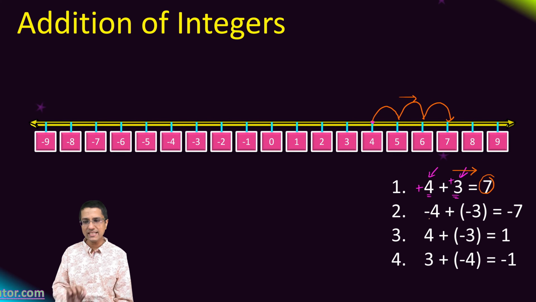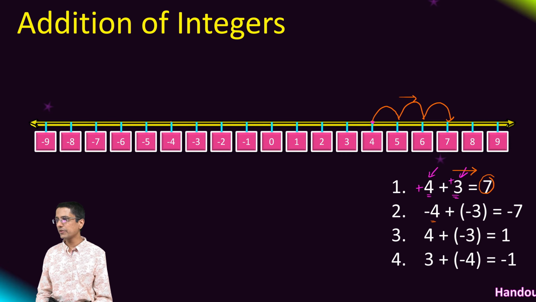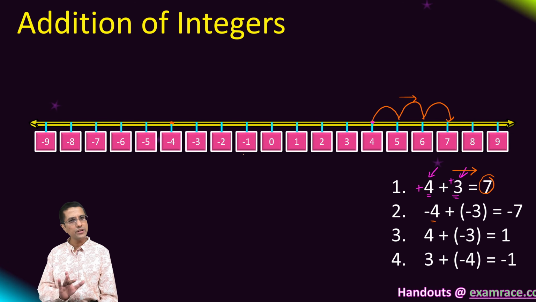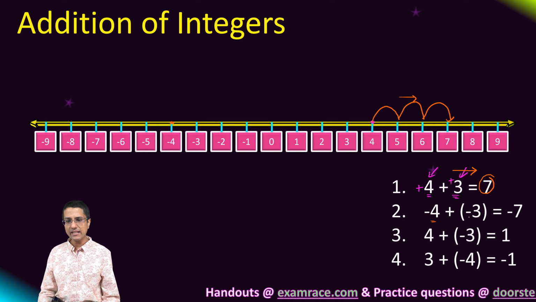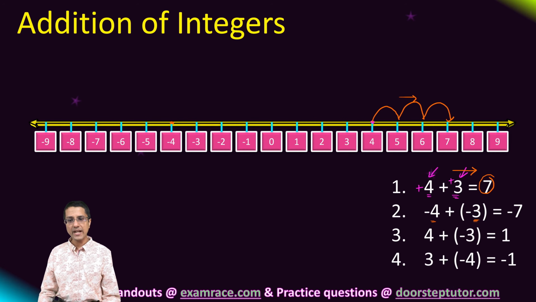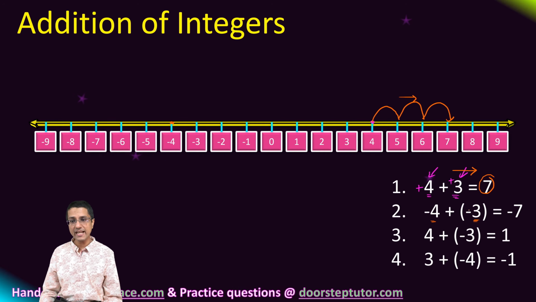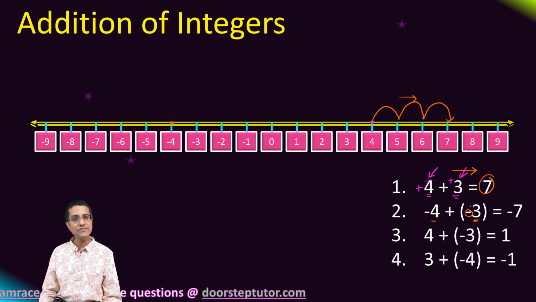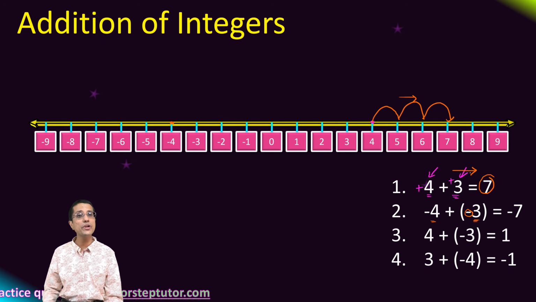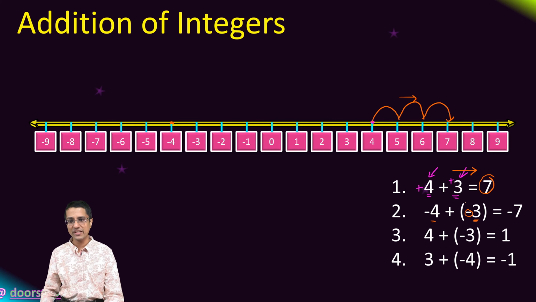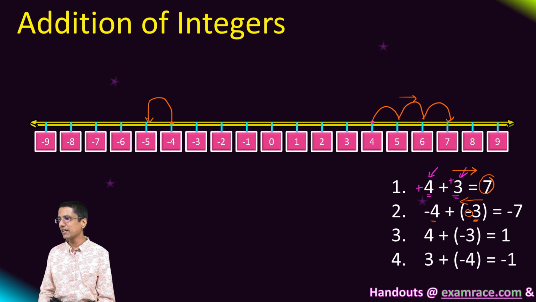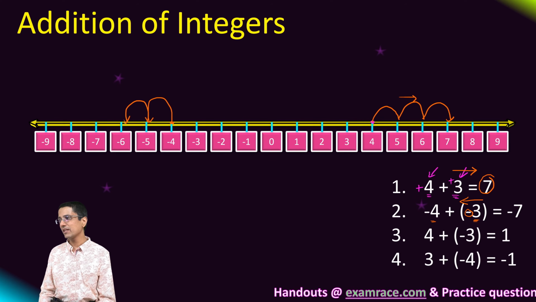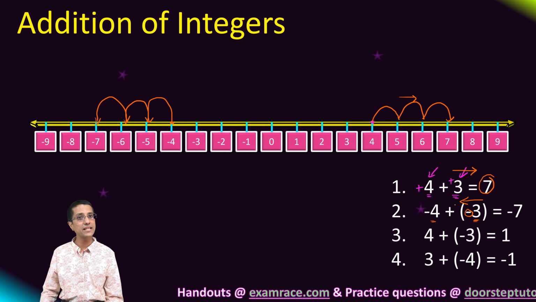In the second case, we start from -4. That is not difficult. We always start from the first operand. And here the magnitude of the number is 3, but its sign is negative. So what does this negative sign mean? It means that instead of going right, I would go left. So this negative would change the direction. So I start from -4 and I go left. By how much? By 3. So I go left by 3 and I end up at -7.